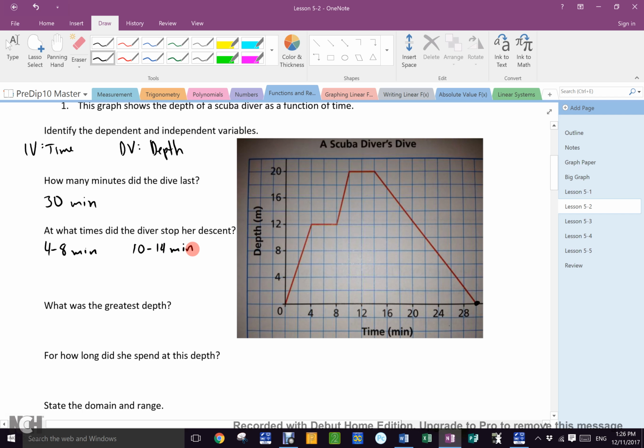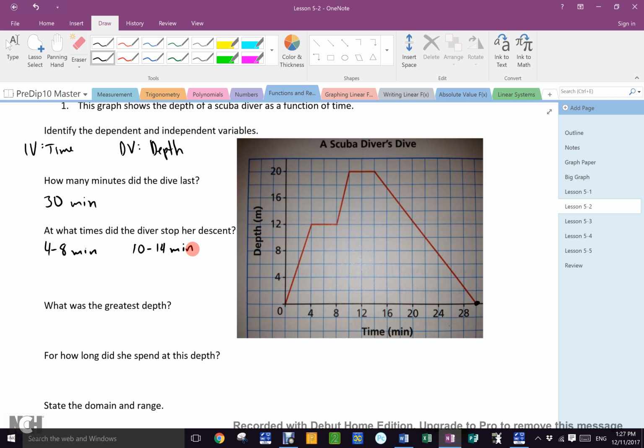Why did you know that? What does that mean? She is not moving anywhere in depth. What does keep moving? Time. Why? Because time is constant. Time never stops. It's like a superpower. See what I did there?